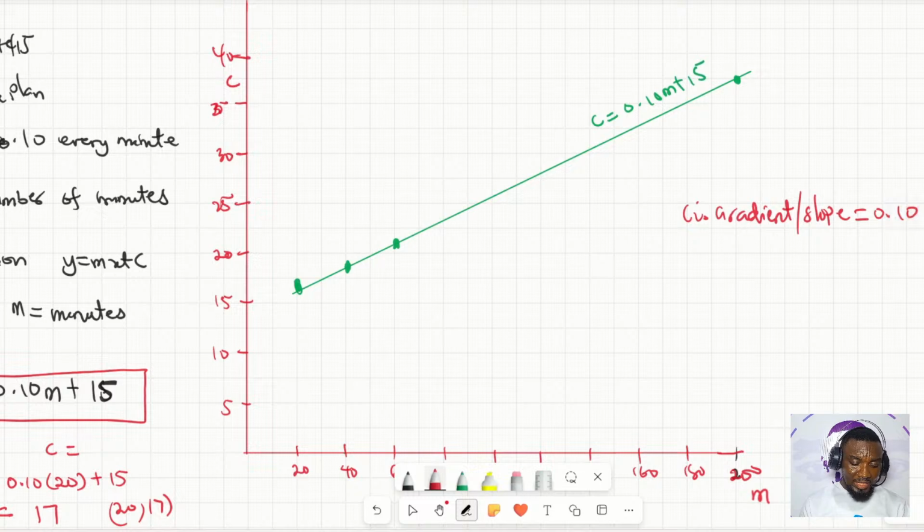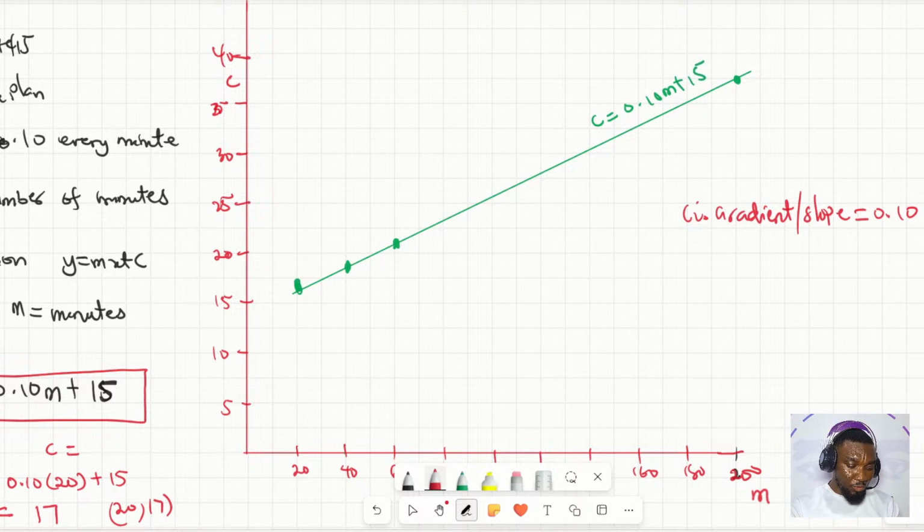Now, it is not enough to know the gradient. Now, what does the gradient represent when it comes to the cost of phone call and the amount of money he pays? What does it represent? So type something there. I want you to explain what the gradient represents when it comes to the cost of the phone call and basically the amount of money that he is supposed to pay. What does it represent? So that is the most important thing.